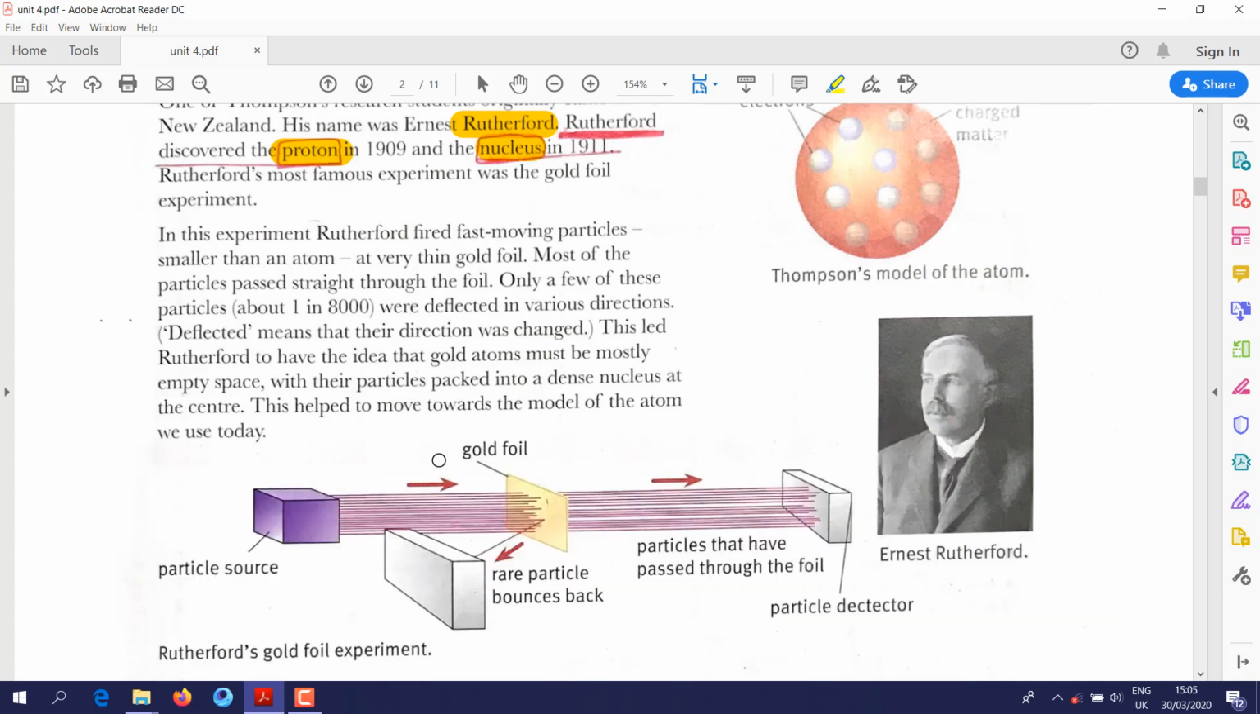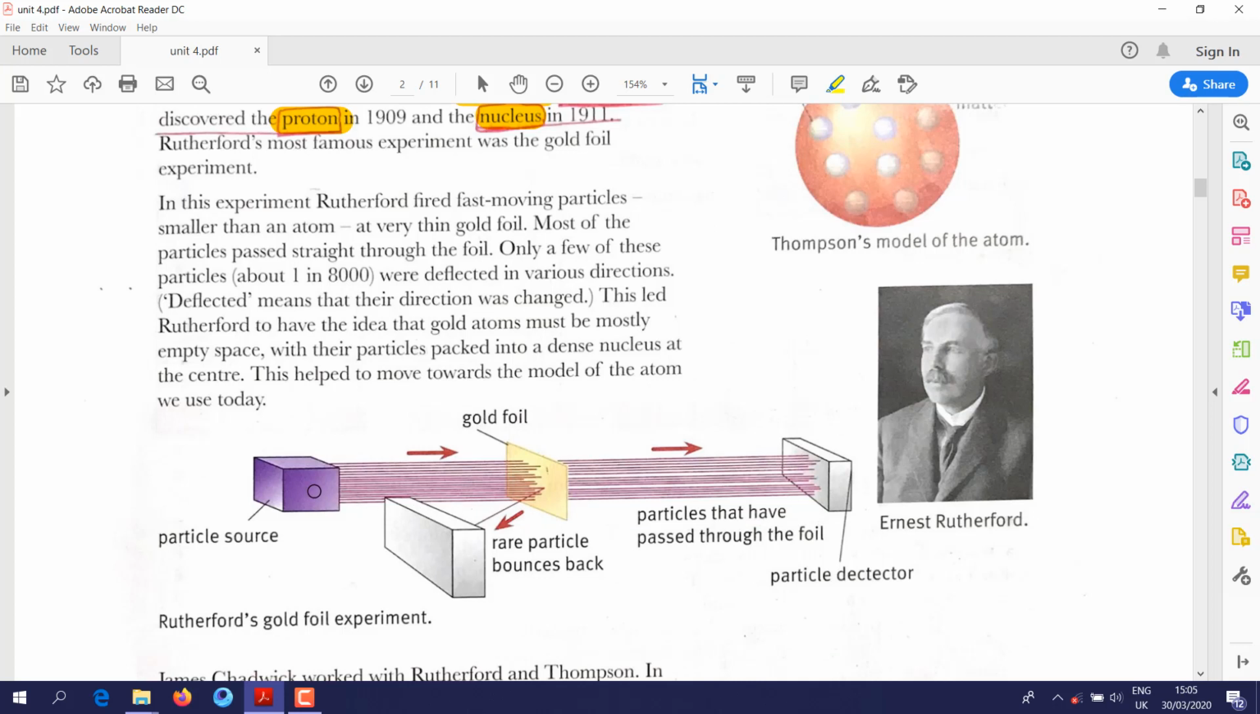Then Rutherford came up with an experiment to explain the structure of the atom. What did he do? He used a particle source. Here, a particle source will give particles that are tiny, smaller than an atom. Then, the experiment is in this shape, in this way. The particle source will give small particles.